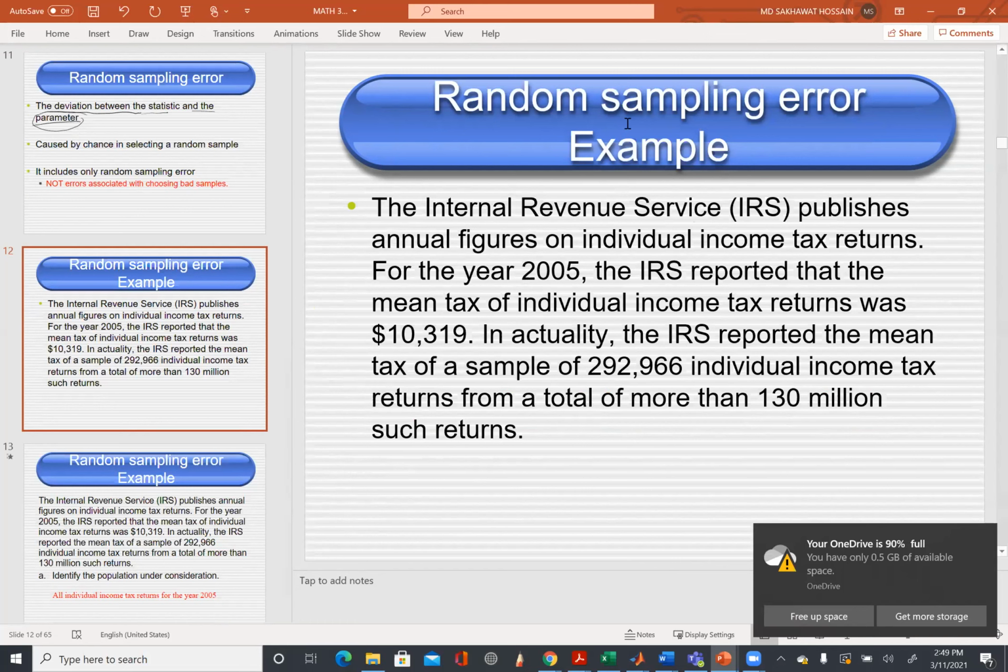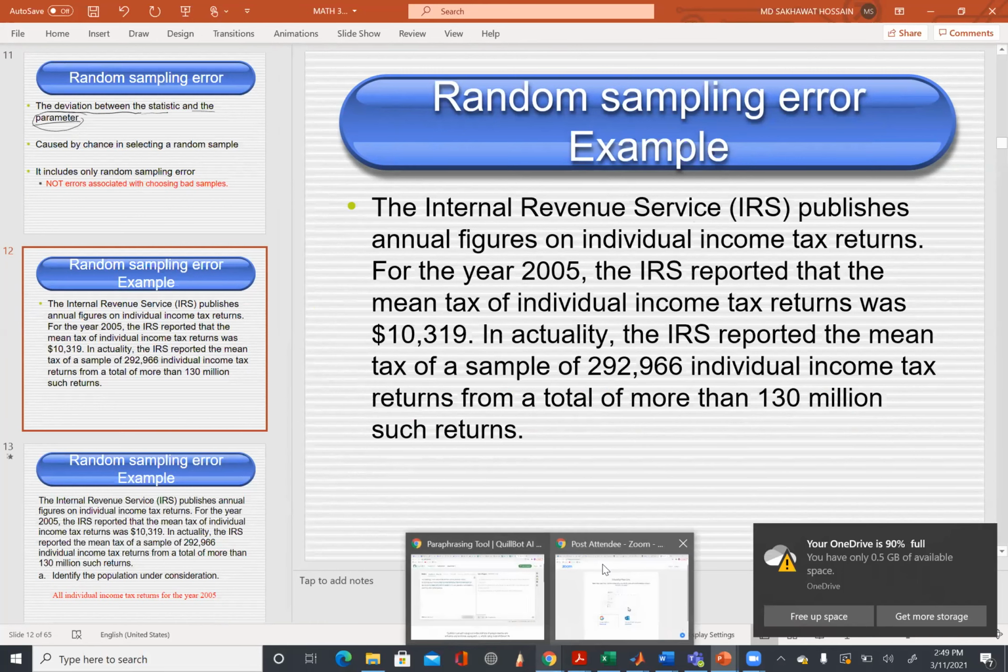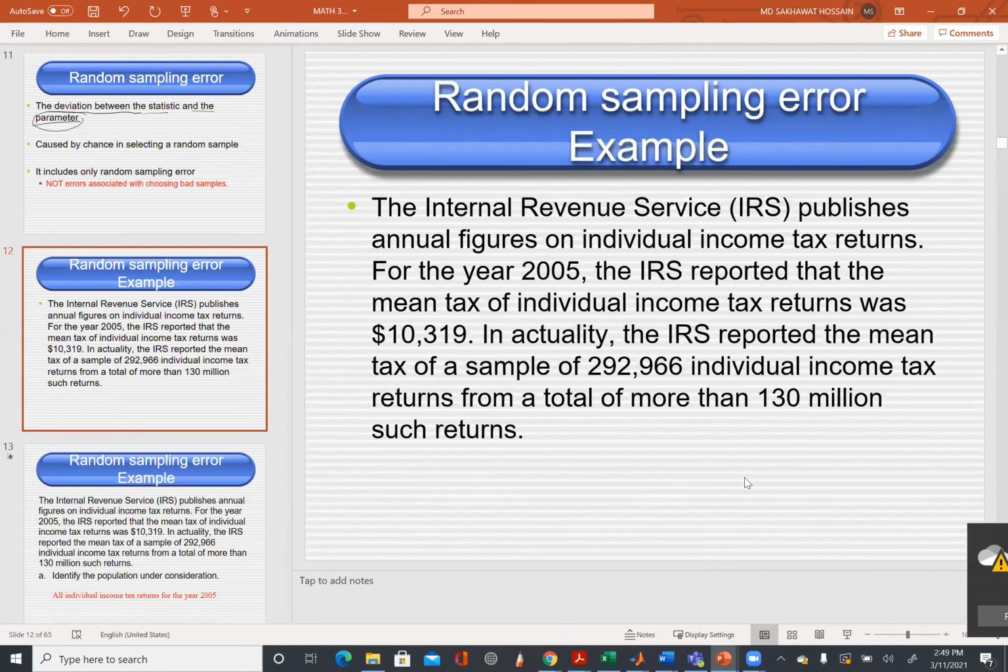Now we'll go over an example. The IRS publishes annual figures on individual income tax returns. For the year 2005, the IRS reported that the mean tax of individual income tax returns was $10,319. So this is the mean tax.